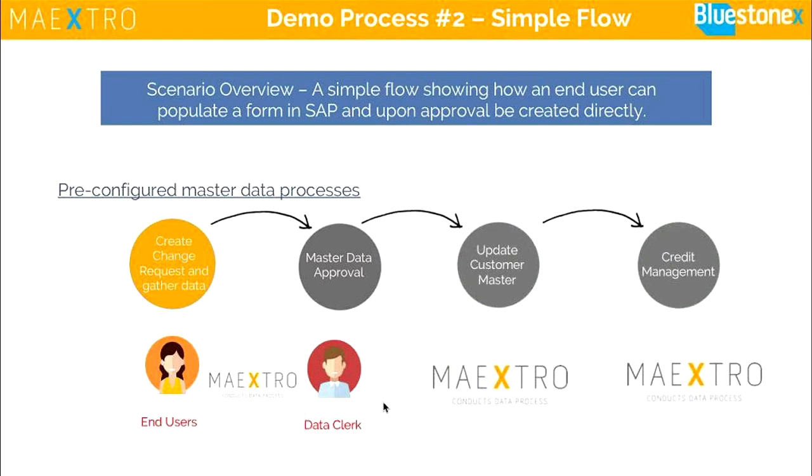This is a simple one, and this is what we're going to show you. And quite simply, I'm an end user. I need to create a new customer. I'm going to go in. I'm going to use a Fiori app to actually request this customer. So I'm going to go in, enter some information, and then Feroz, he's the data clerk in this example. He's going to review the data that I've entered, ratify it across some business rules, and then he's going to update the customer master. And in this instance, Maestro can also do the credit management because I've entered it as part of the create request. So this is what we're pretty much going to follow, something nice and simple, so that we don't confuse anybody on the webinar.